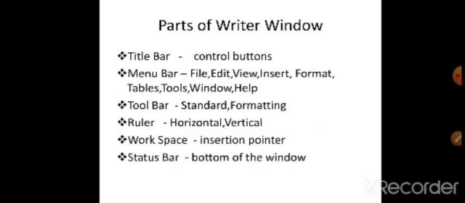When you click the maximize button, your document window is displayed in full screen. So when it is in full screen, the maximize button changes to restore. That is a double rectangle shape. Okay. And the next one, the close button.